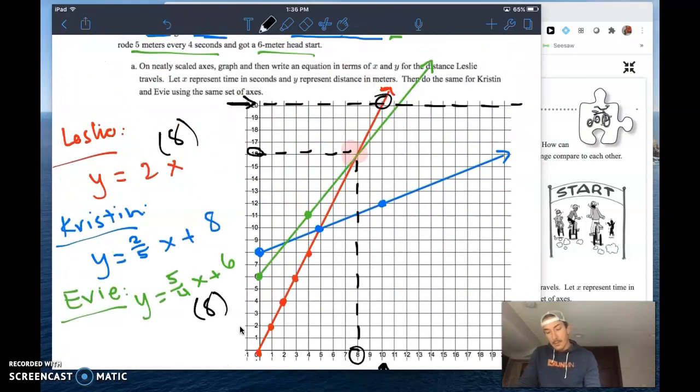How long, and I'll confirm this on the graph, did it take Evie? Evie looks like she came in next. And what does that look like? That looks like about 11 seconds. I'm not 100% sure. That might not be a whole number.